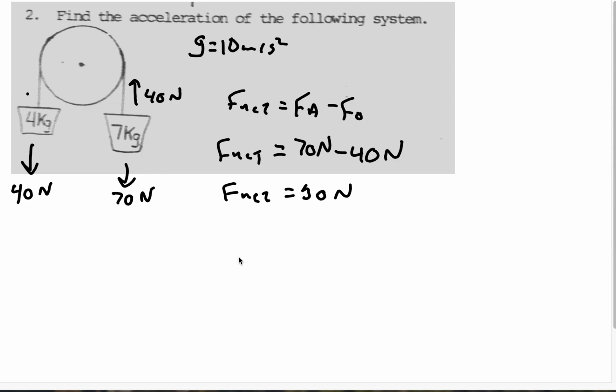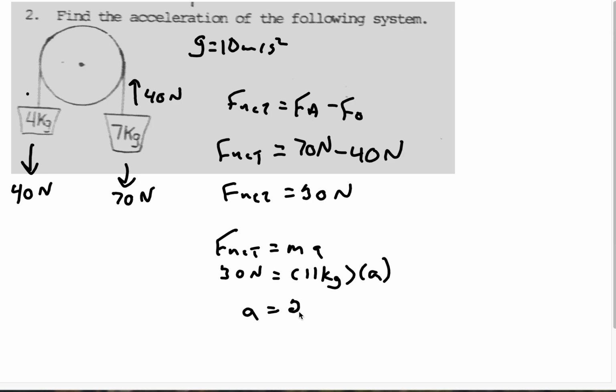And then if I want to find the acceleration, net force is mass times acceleration. So 30 newtons equals the mass of 11, because they're tied to a string. They're both going to move together, times the acceleration. To get the acceleration by itself, I have to divide both sides by 11. And so the acceleration will be 2 point what?